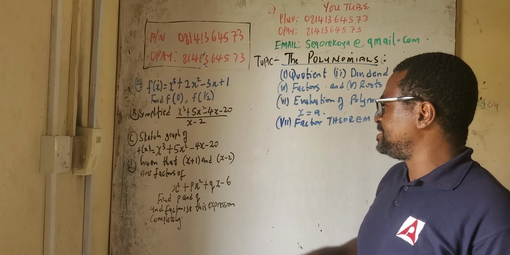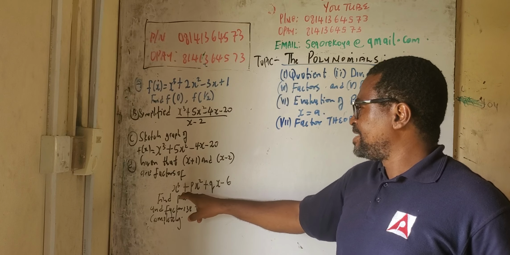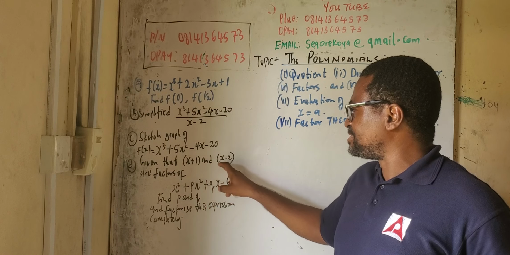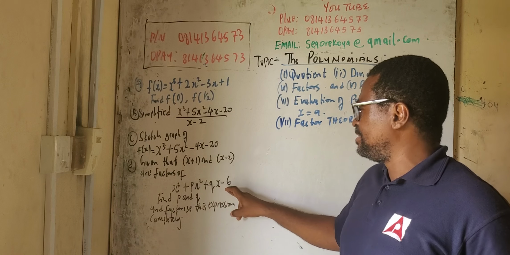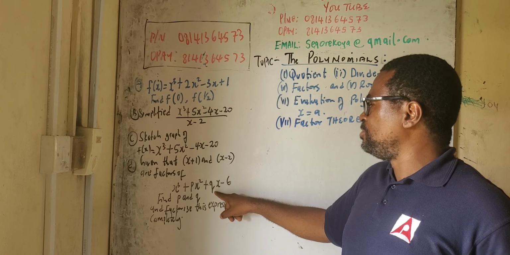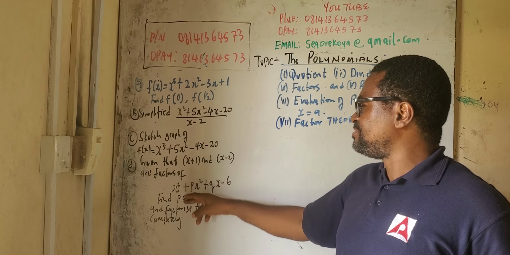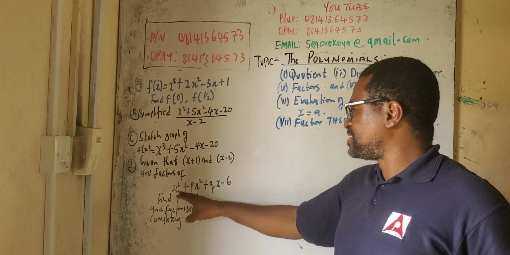Then the next question says, given these factors, x plus 1 and x minus 2, they are the factors of this polynomial expression. But the values of p and q are unknown, and we need to get them. Then after we have gotten the values, the question says we should factorize this function completely.